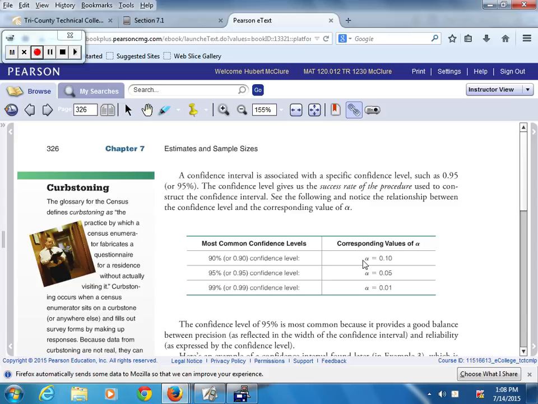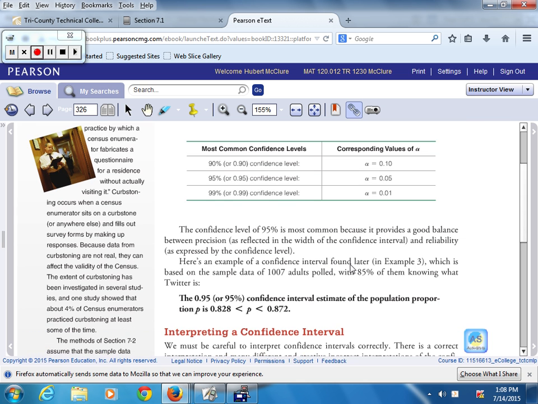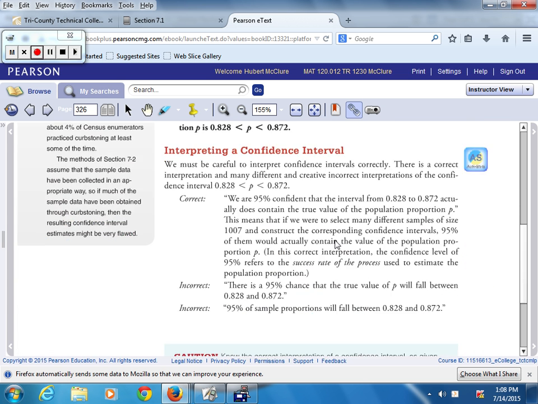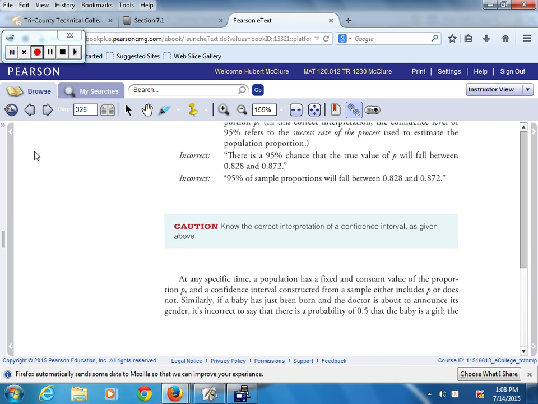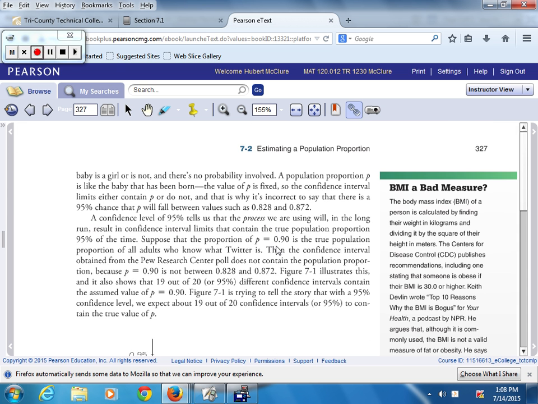And that's what they're doing right here. And I think I'm skipping a couple of pages by doing this, but we'll get to it. When we get to a problem, you will understand.